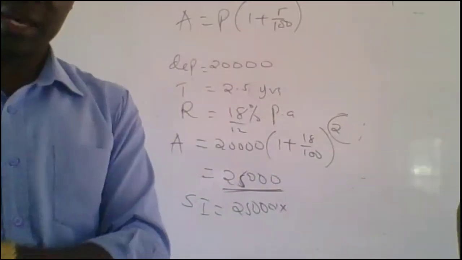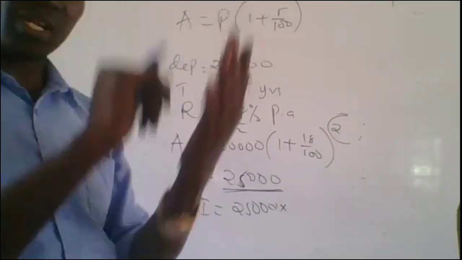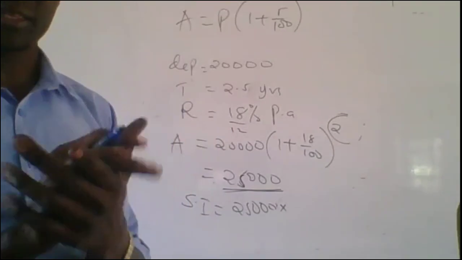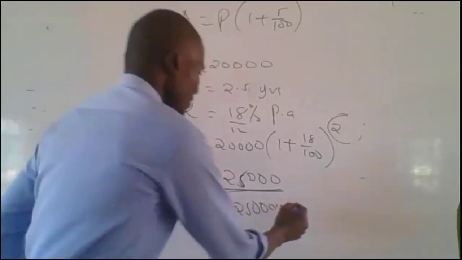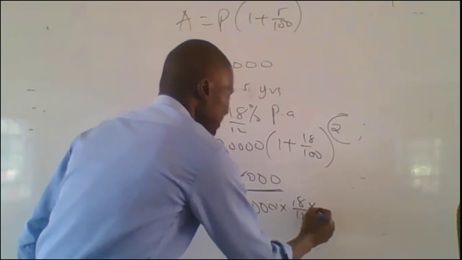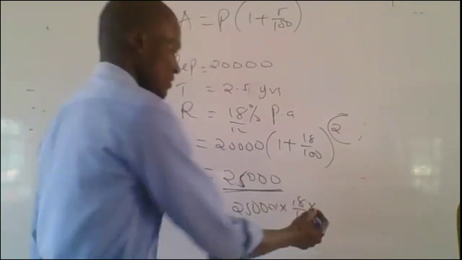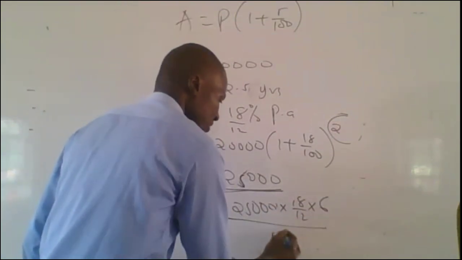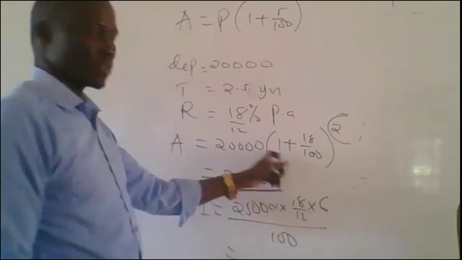So we are taking it monthly. So that rate per year we divide by 12 to get the rate per month. Then that will be 18 over 12 times the time, which will be 6 months. You divide this by 100. That will give you the simple interest on this amount.